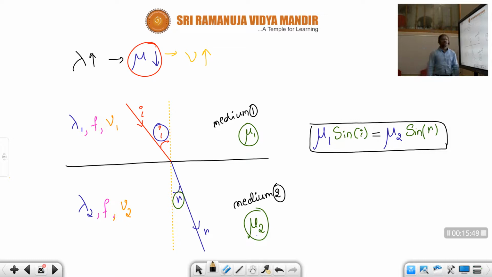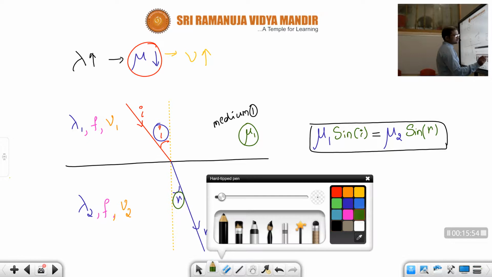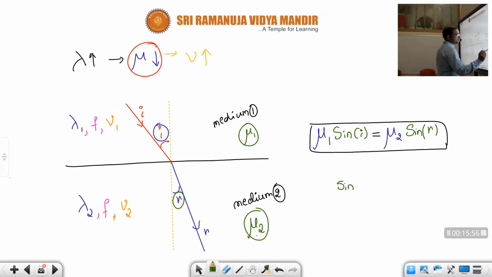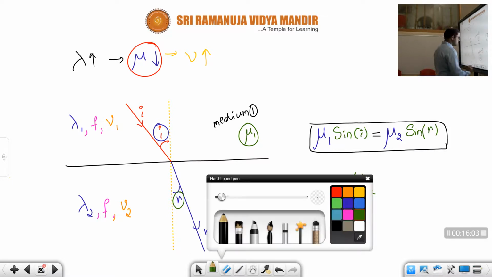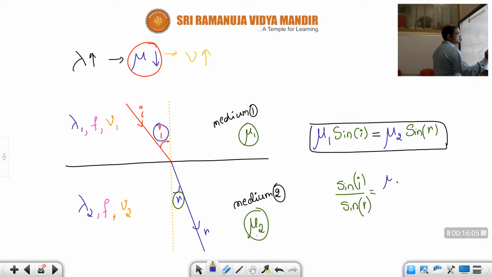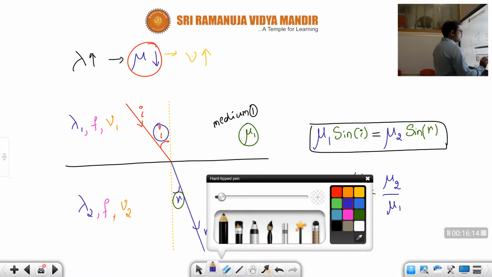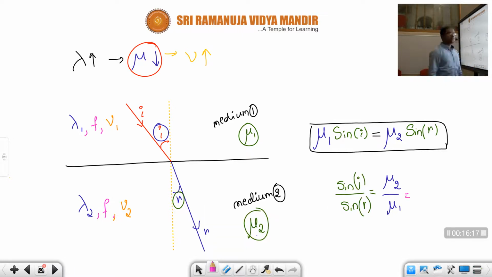This is how we apply Snell's law. Either we can write like this, or directly we can write sin I by sin R is equal to mu 2 by mu 1. Observe here, mu 2 by mu 1 is equal to what we got? Mu is inversely proportional to speed.